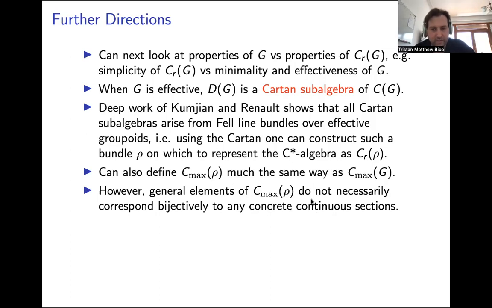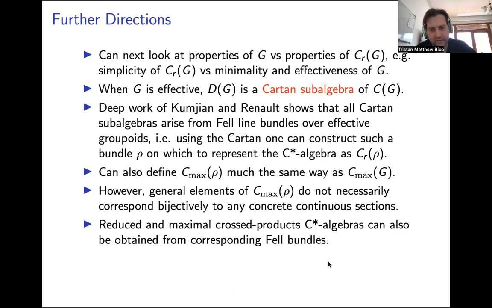That happens whenever ρ is amenable in a suitable sense. But in general, this does not apply. So this is why I prefer the reduced groupoid C-star algebra or the reduced Fell bundle C-star algebra, where you really do get the algebra in the end as concrete, continuous sections.